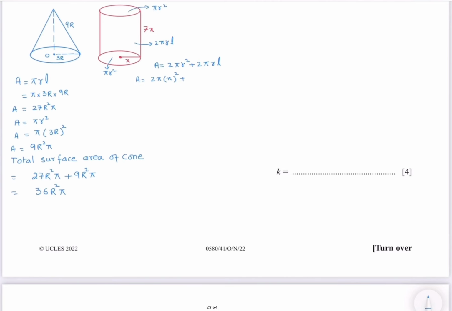So now place the values. The radius is x and length or height is 7x. Simplify it. You get 16 pi x square. Now they are equal, so equate them.